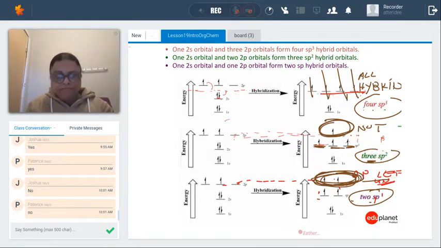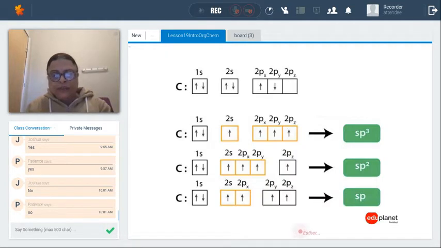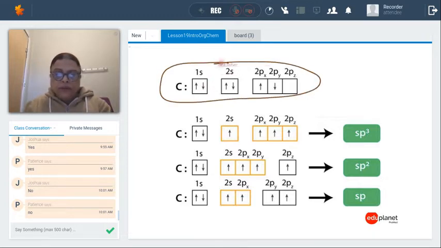So carbon, look at the situation and adapt quickly. Here we have carbon, as you see it in the periodic table, single atom. When carbon undergoes bonding, it can either take all the p's, or 2 of the p's, or 1 of the p.